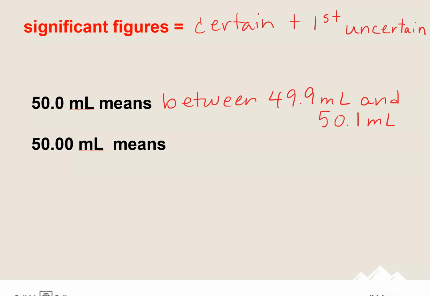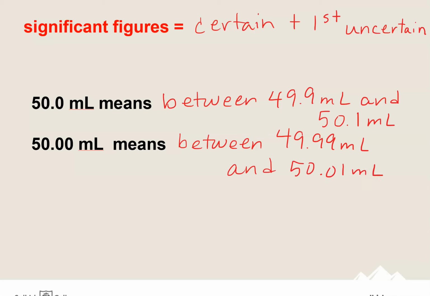I would measure that probably with the graduated cylinder to get that number of digits. However, I could use a device called a burette, which could measure to 1/100th of a milliliter. If my reading were 50.00 milliliters, that means that the reading is between 49.99 milliliters and 50.01 milliliters, which is a much smaller range. I know that value with more precision than I did for the 50.0.